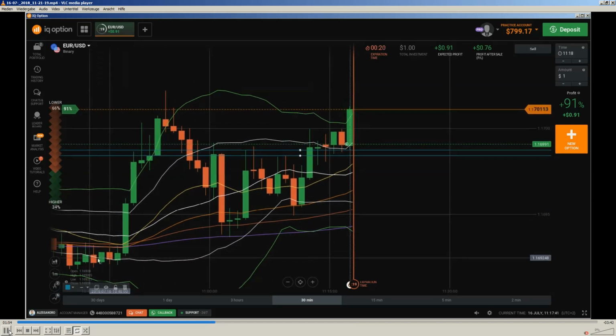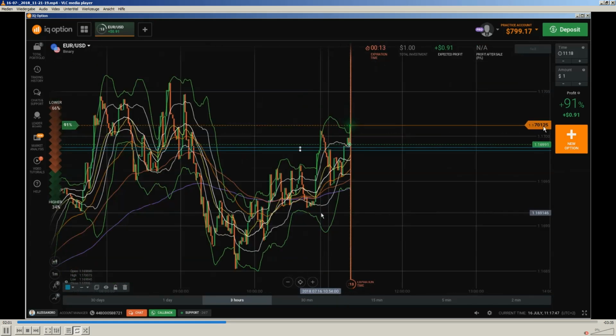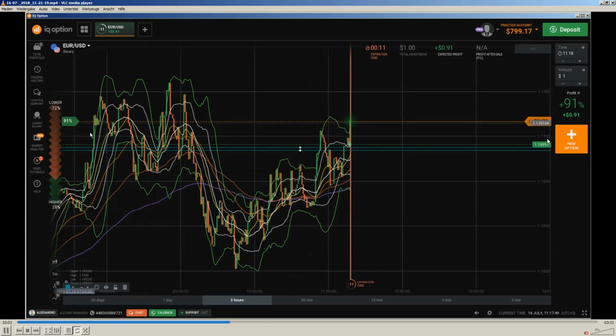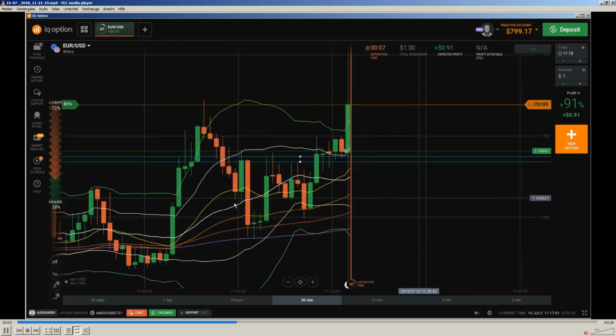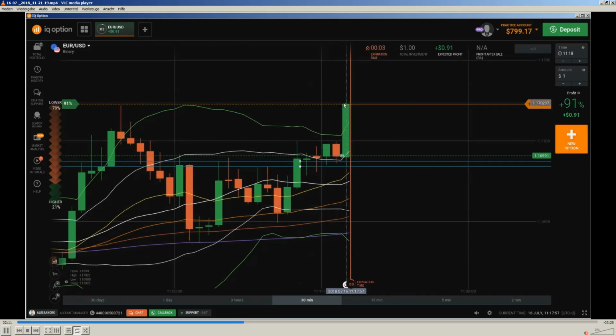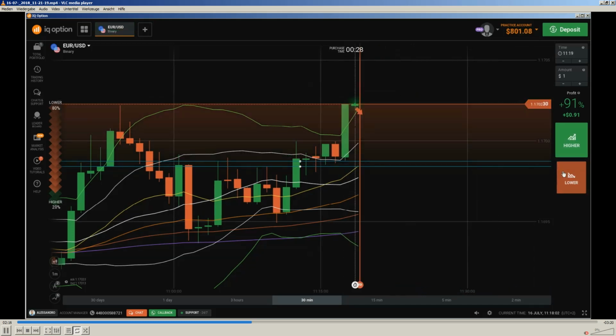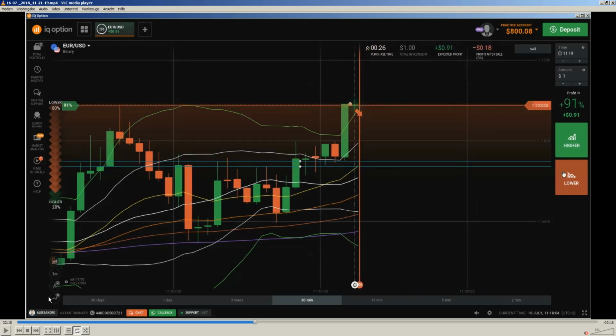So, and now we are going higher, and we also broke through this area here, this round number, the 1.1700, which was really a strong support and resistance area, but the trend is strong. Yes, and that's what it is showing me here. So I have entered here into a put. Why did I enter immediately into a put?